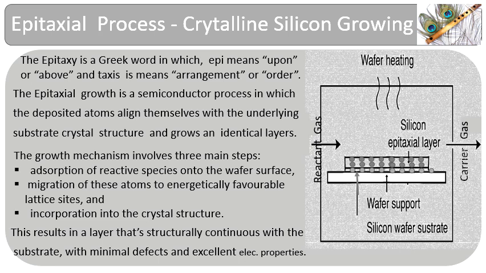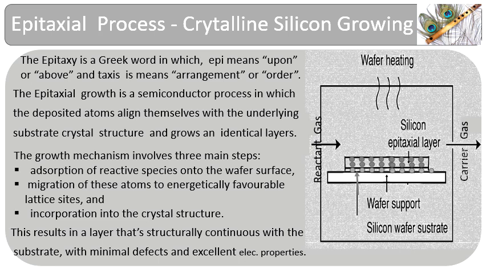At these temperatures, the gas molecules decompose, and silicon atoms begin to deposit on the wafer surface. The deposited atoms align themselves with the crystal structure of the underlying substrate, and this is called epitaxial growth. There are two types: homoepitaxy, where silicon is grown on silicon, and heteroepitaxy, where a different material, like gallium arsenide, is grown on silicon.